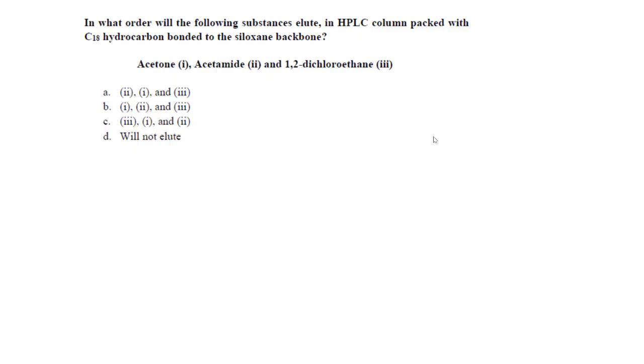So now coming to the questions. In what order will the following substances elute in an HPLC column with a C18 hydrocarbon bonded to the siloxane backbone? So we have a siloxane backbone which is bonded with a hydrocarbon. Which among these should be the order? So first, which one will flow? Acetone, acetamide, or 1,2-dichloroethane? Can anyone of you guess what the answer should be?